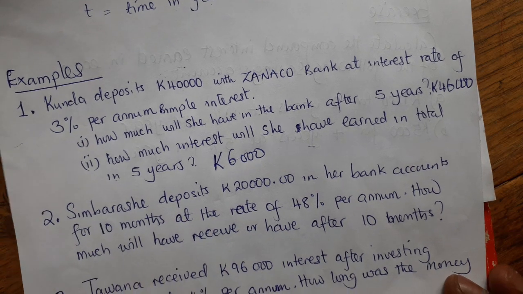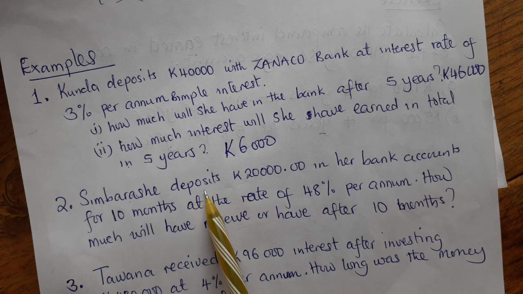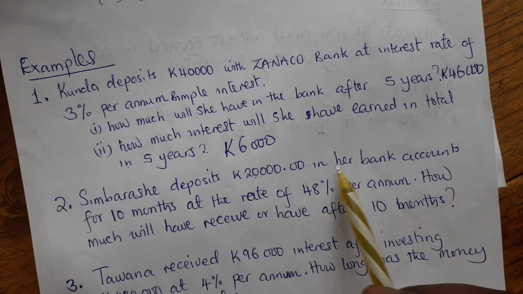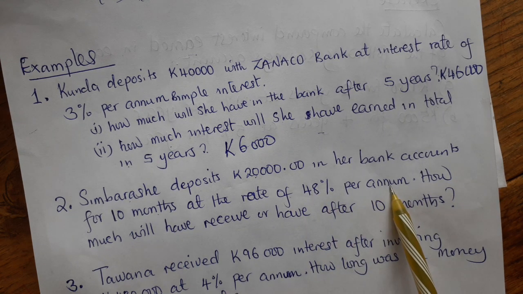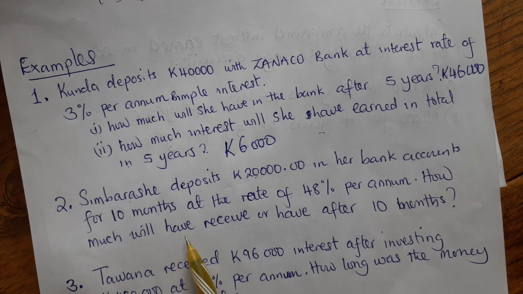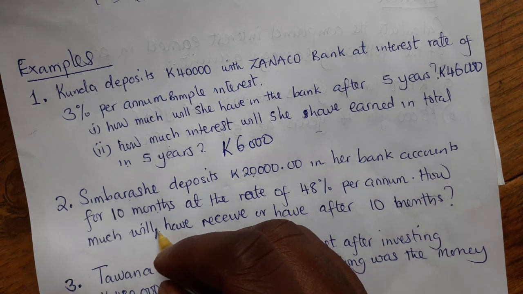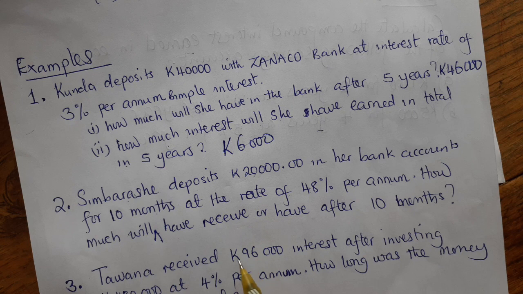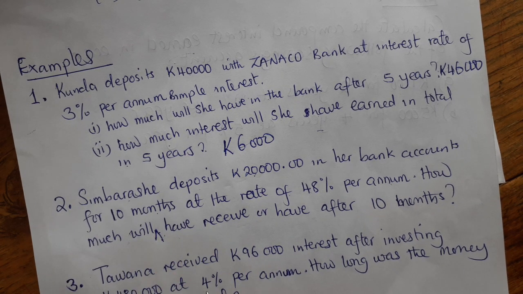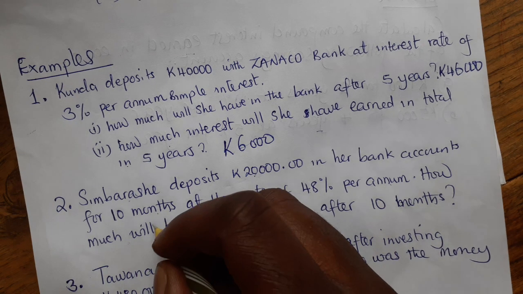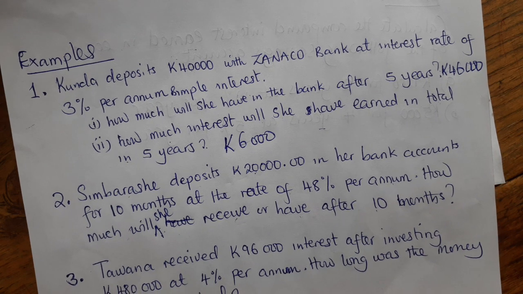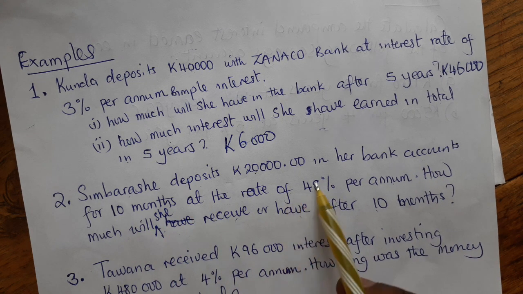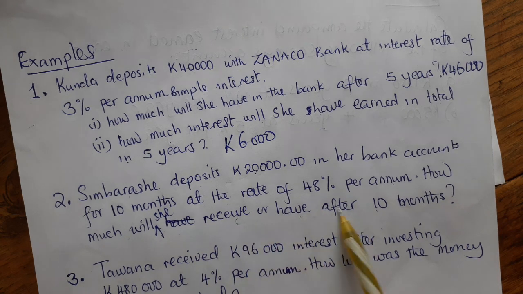All right, so we have another question. Simbarashe deposits 20,000 in her bank account for 10 months at the rate of 48% per annum. Read the question again. How much will she receive or have after 10 months? Simbarashe deposits 20,000 in her bank account for 10 months at the rate of 48% per annum. How much will she receive or have after 10 months?